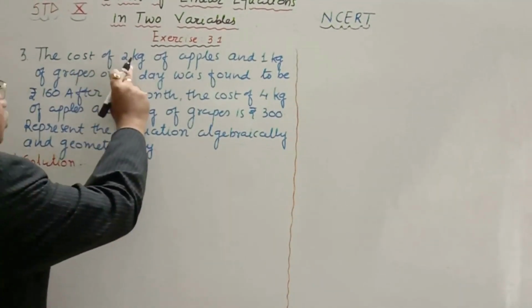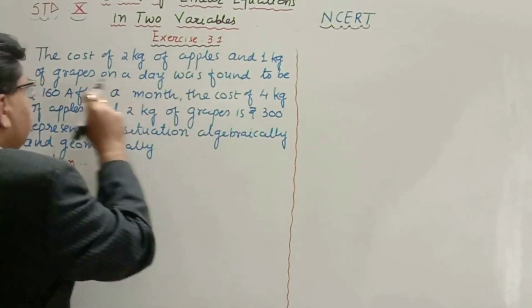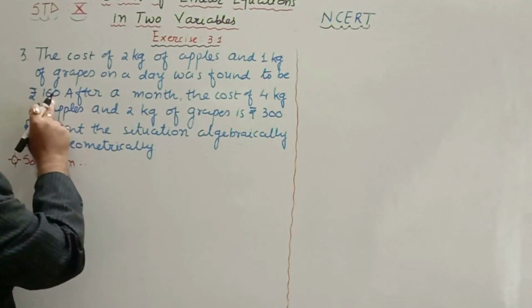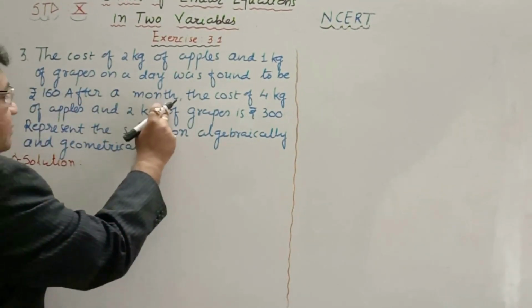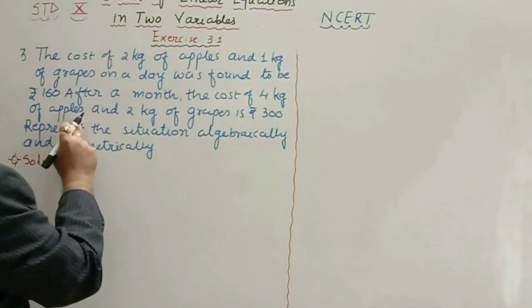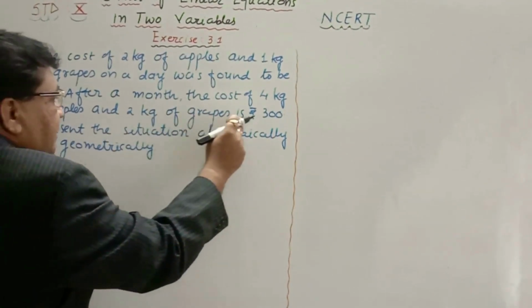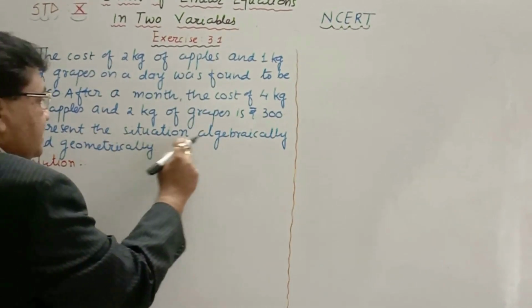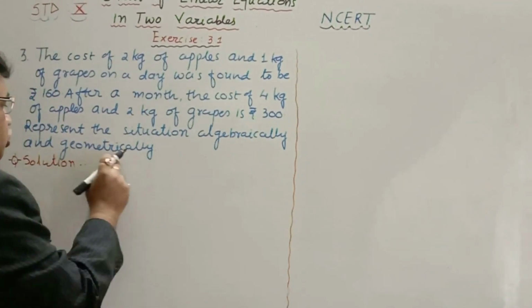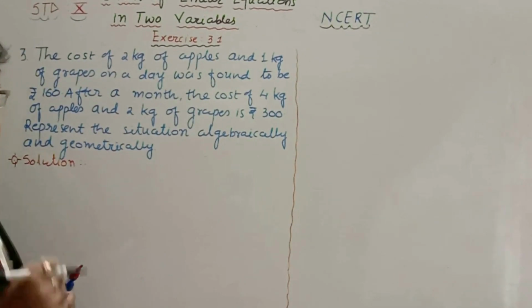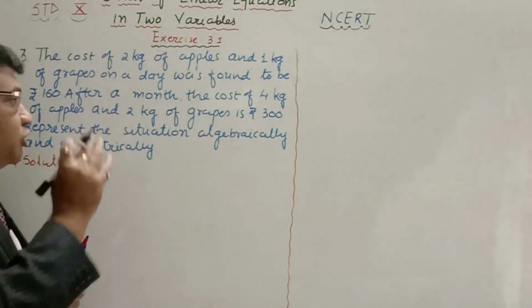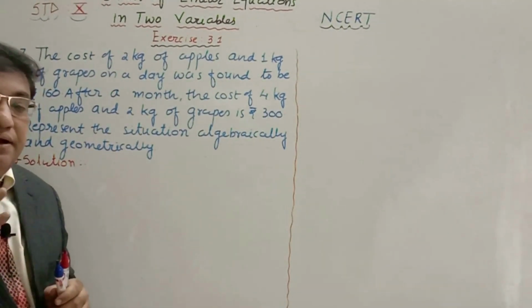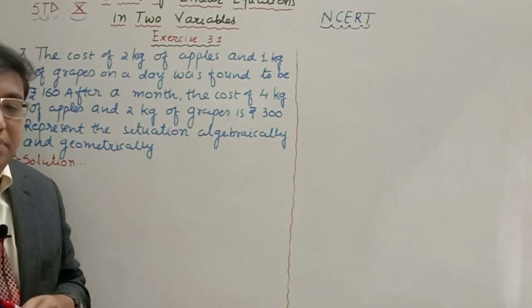The cost of 2 kg of apples and 1 kg of grapes on a day was found to be rupees 160. After a month, the cost of 4 kg of apples and 2 kg of grapes is found to be rupees 300. Represent the situation algebraically and geometrically. Geometrically means graphically. The word problem is given. You represent it in linear equations in two variables.